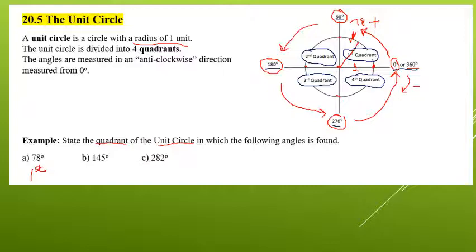145 degrees sits between 90 and 180, it's actually halfway. That's in the second quadrant. And 282 is bigger than 270, but less than 360, so it's over here somewhere, and therefore it's in the fourth quadrant. So one of the things we need to be able to do is know which quadrant the angles are in, so we split them up into lots of 90 to determine the quadrants. Okay, we'll proceed to the next slide.